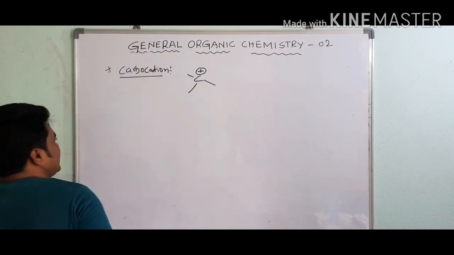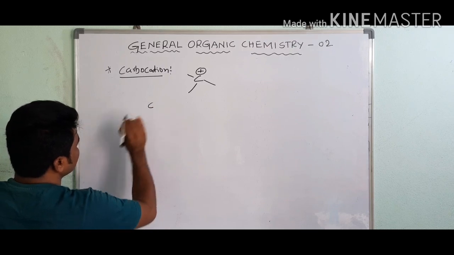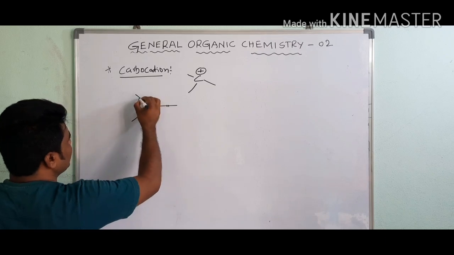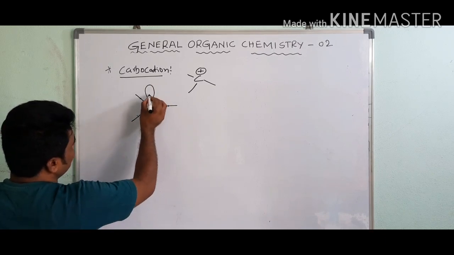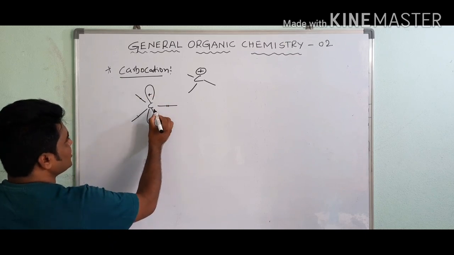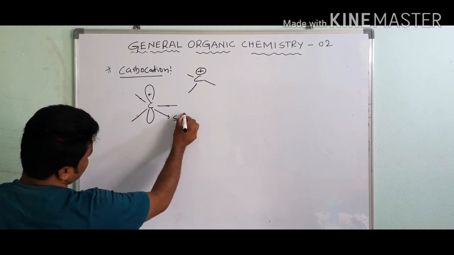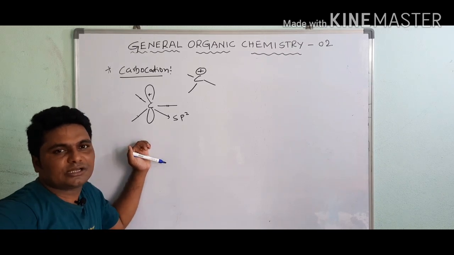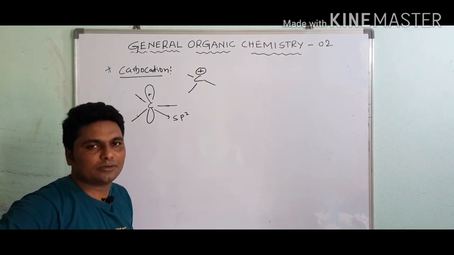Understood? And see here, what is the actual structure of carbocation? So these are the 3 bond pair electrons, and this is a pure p orbital having the positive charge. And what is the hybridization? See here, this one, 3 sigma bonds, 1, 2, 3. This is sp2 hybridized. So what is the carbocation? The positively charged carbon atom having 3 bond pair electrons is known as the carbocation.